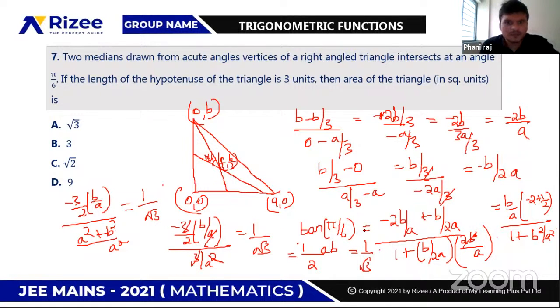b minus b by 3, b by 3 by 0 minus a by 3, minus 2b by a, and second one is b by 3 minus 0 by a by 3 minus a. So minus 2a by 3 b, minus b by 2a, so minus 2b by a plus b by 2a. Yeah, so everything is correct. I'm just checking so that we don't get the wrong answer. 1 plus b by 2a into 2b by a, minus minus will get cancelled, so b by a into minus 2 plus 1 by 2. Yes, so looks like we are right.